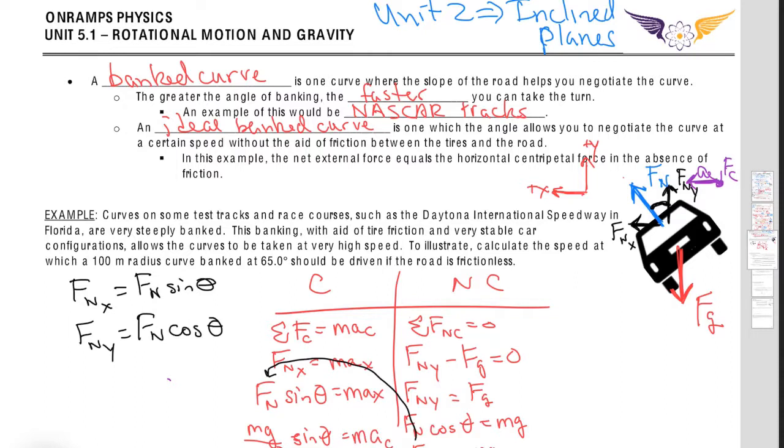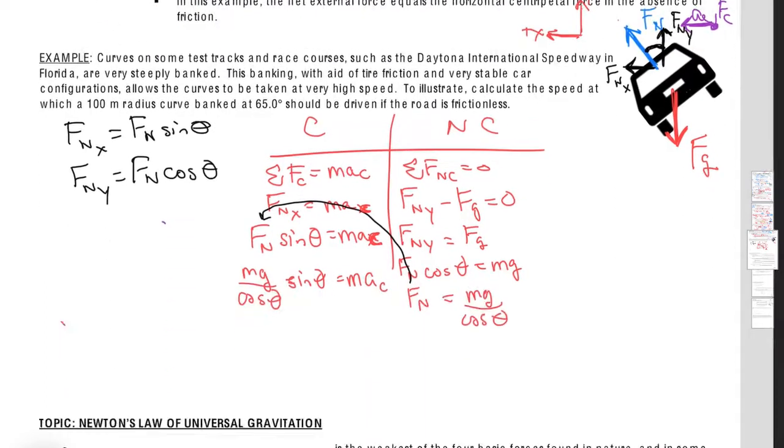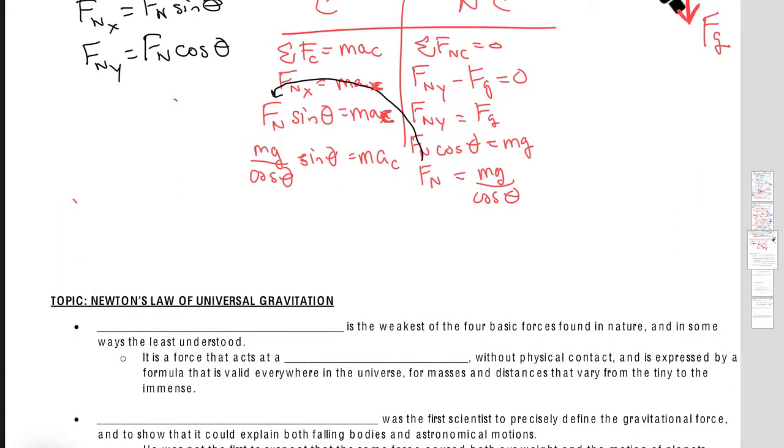And I put an x there. These should be c's. Sorry. Everybody wants to make it the x direction. Okay. So I can do a little bit of algebra here. The m's are going to cancel out. Sine over cosine is just tangent, so I'm going to get g tan theta equals a_c.